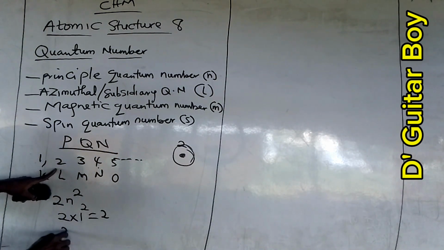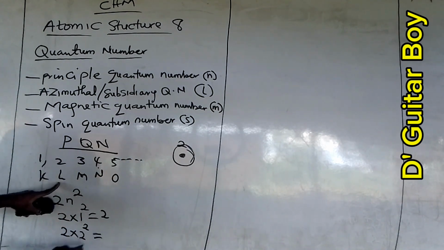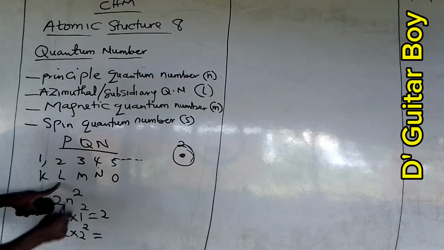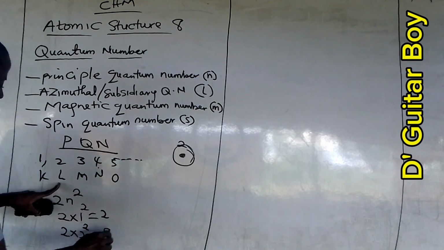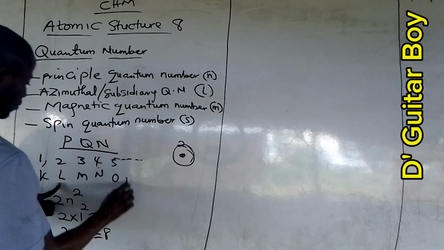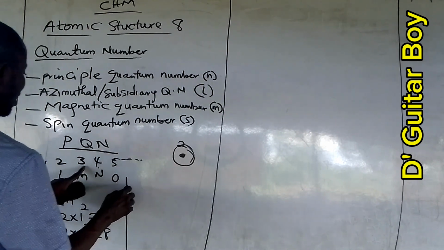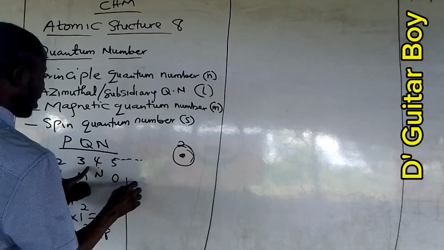So let's calculate for the L shell. The maximum number of electrons, which is 2 times 2, because n is 2. That's the highest number of electrons that can enter the L energy level. The L energy level is 2 raised to power 2, which is 4. 4 times 2 is 8. This is the maximum number of electrons that can enter.